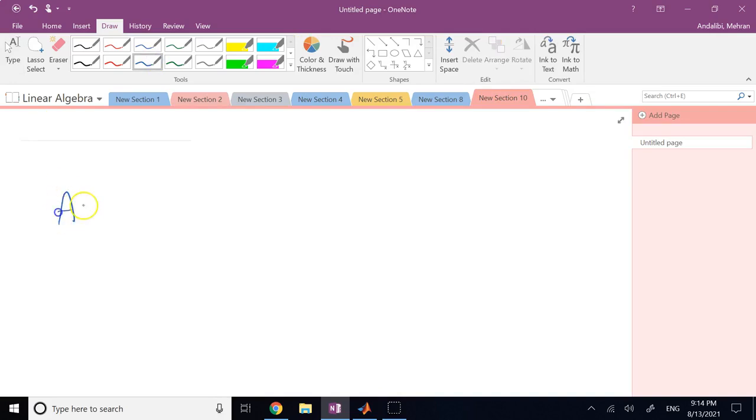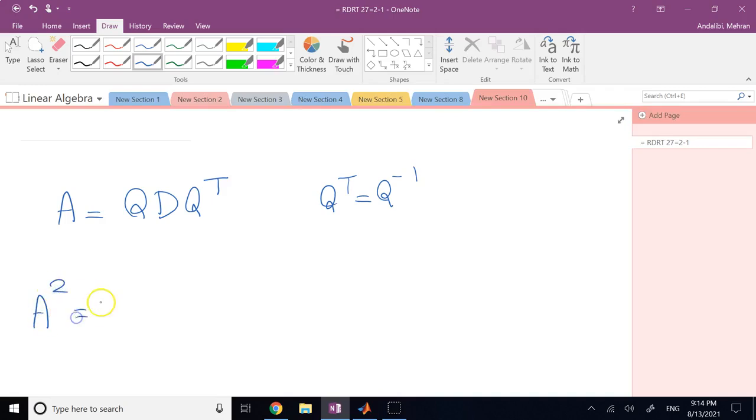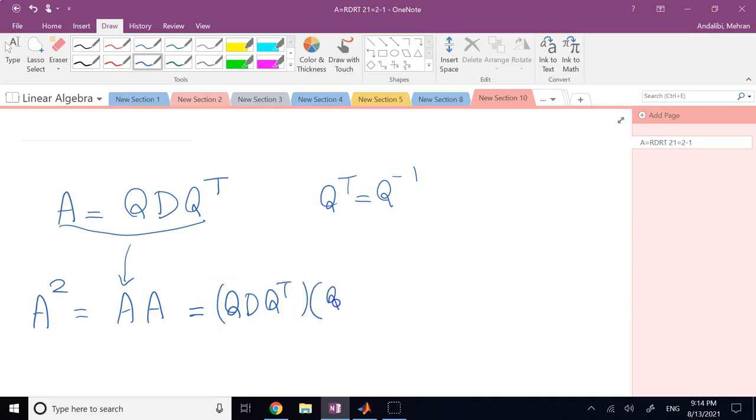So I can write A as Q D Q transpose. And I know that Q is an orthonormal matrix, so Q transpose is the same as Q inverse. Good. So if I say what is A squared, you say that means A times A. Fine. Now let's plug what we know for A. So it's going to be Q D Q transpose times Q D Q transpose.